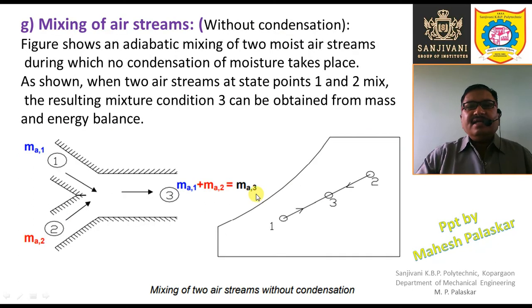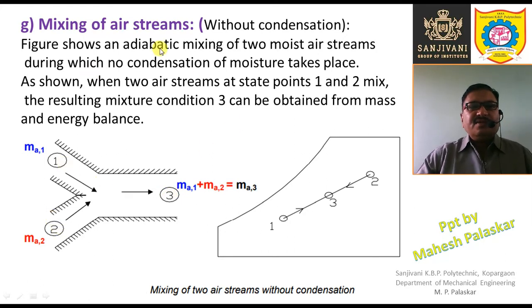Okay, finally let us study the mixing of air streams. This is also one important process. We can mix two air streams. So you can see here that one stream of air is entering through this duct, another stream of air is entering through this duct, and in this duct the mixing takes place. The properties of the moist air after mixing will be different from these two streams, right? So these are 1, 2 and 3. The properties at 3 will be different from 1 as well as 2.